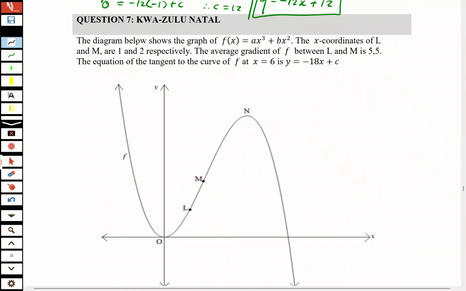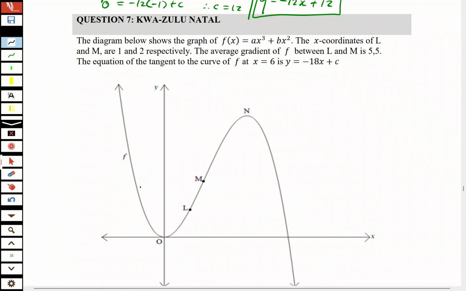Now, don't write anything, just listen. You write after. They say that the diagram below shows the graph of f of x, which is equal to a x cubed, the power or the order is 3, plus b x squared. The value of a is greater than 0, meaning your graph will start by what?